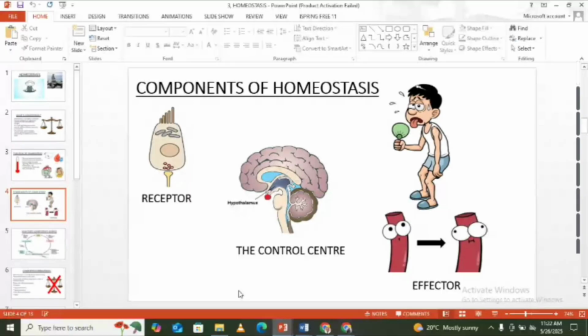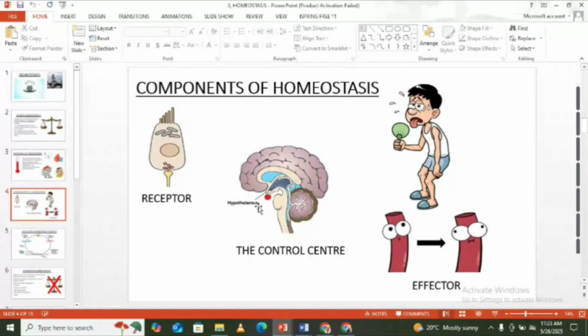Like we have the thermoreceptors, which detect changes in temperature. Then we have the control center, which is usually in the brain, more especially the hypothalamus, like what we have been shown there. So the control center processes the information that has come in from the sensors or the receptors, and then it's able to determine the response that it needs to give.